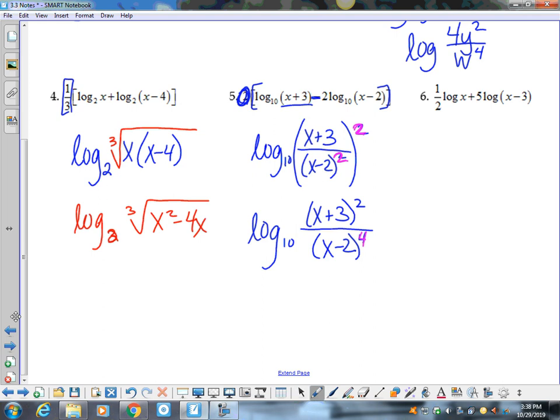And number 6, this is multiplication. That's a power, and that's a power, which is actually a root. So this is log of the square root of x times x minus 3 to the 5th. But the only thing that's raised to the 5th is that parentheses. If you wanted to put all this in parentheses, you can, but it's all multiplication, so you don't have to.